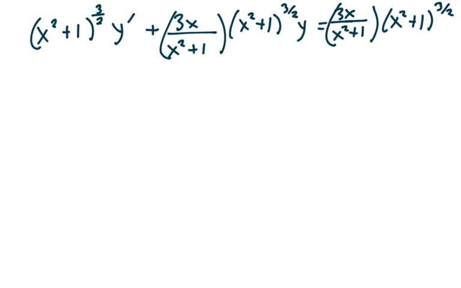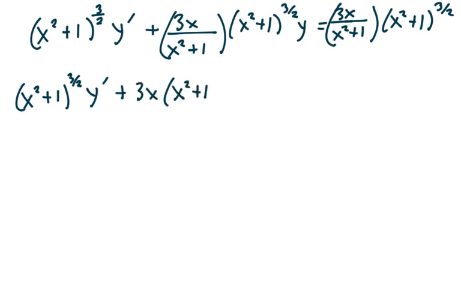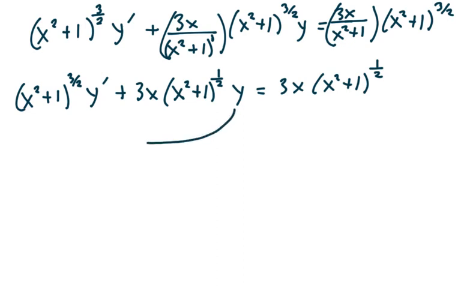Now, this looks interesting, but we can simplify this a little bit. So we're going to get x squared plus 1 to the 3 halves y prime plus 3x times x squared plus 1 to the 3 halves minus 1, right, which is a half. So I'm going to write 3x times x squared plus 1 to the half y. That's on the left side. On the right side, we get 3x times x squared plus 1 to the half. And so by design, notice how the derivative of y is y prime. The derivative of x squared plus 1 to the 3 halves, by the chain rule, I claim is going to be 3x times x squared plus 1 to the half.